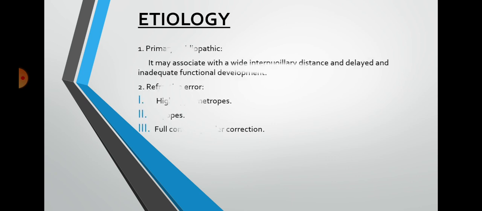Now the cause of convergence insufficiency, or etiology. First, the primary or idiopathic cause. The primary cause is not known, but it is assumed that wide interpupillary distance or delayed formation of ocular structure can develop convergence insufficiency. And secondly, refractive error. If there is uncorrected high hypermetropia or myopia, it can lead to convergence insufficiency.